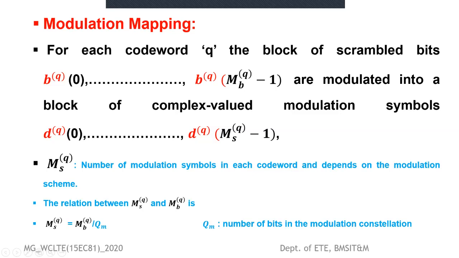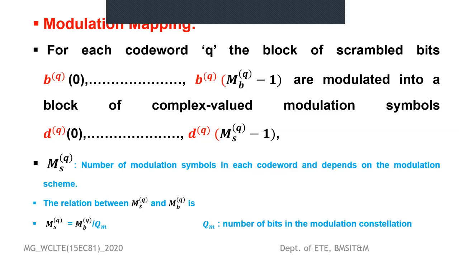That will be mapped to certain modulation symbols. So M_symb^(q) is the number of modulation symbols in each code word, and that depends on the modulation scheme. If I use QPSK, then the symbols will be 2. If I use 16QAM, then how many modulation symbols will it be? If I use QPSK, I said it is 2 modulation symbols or 4 modulation symbols.